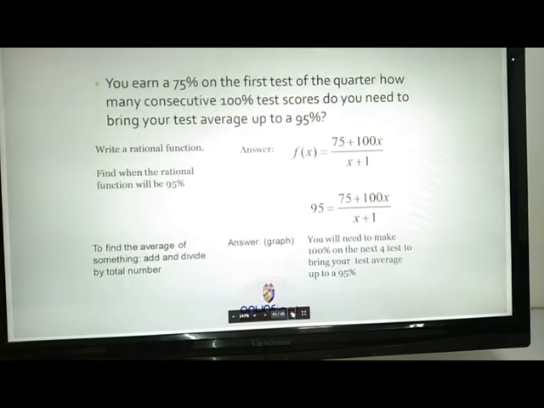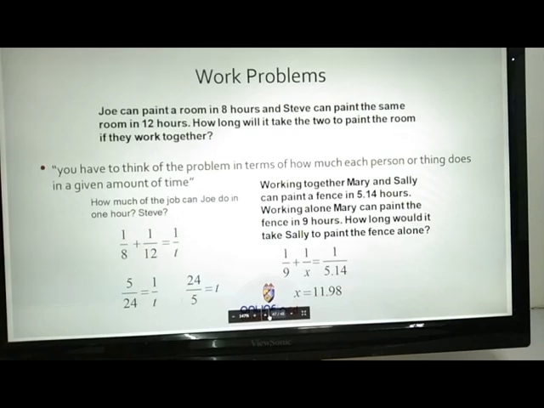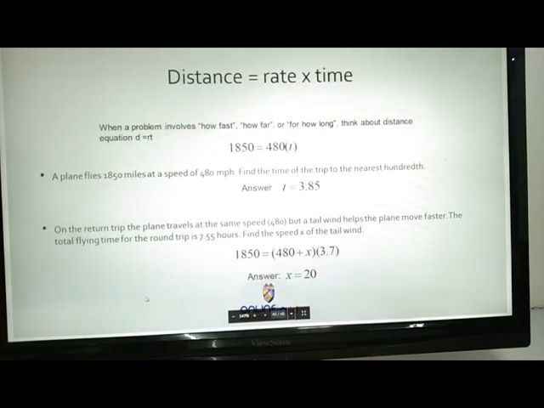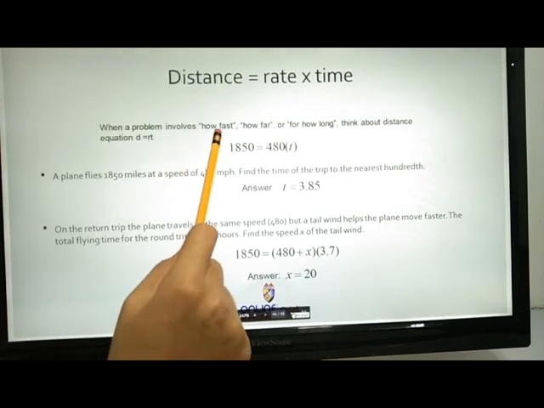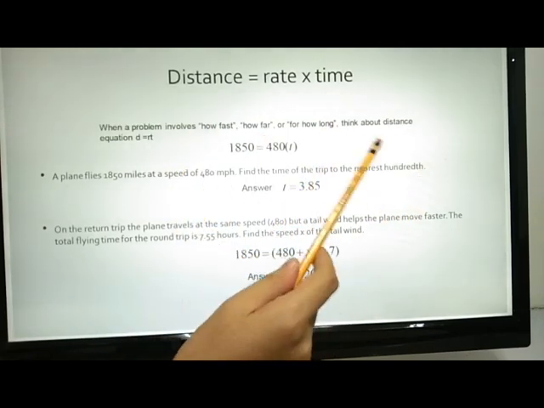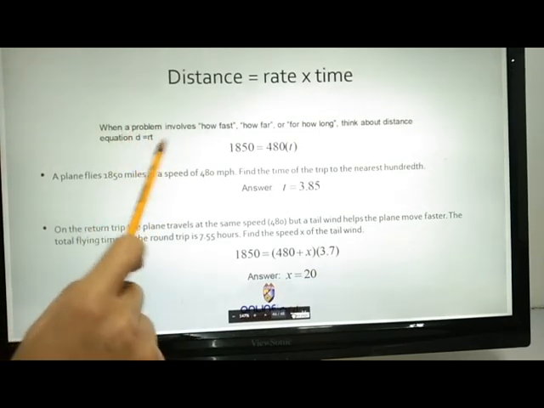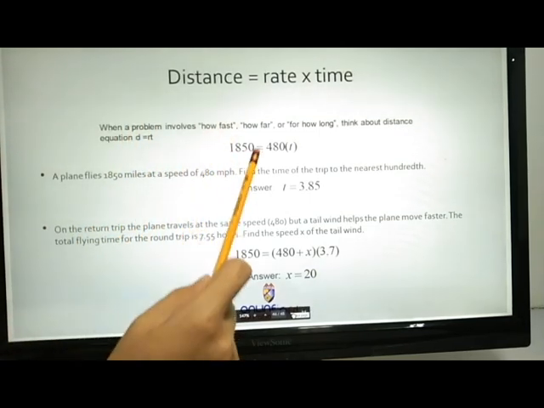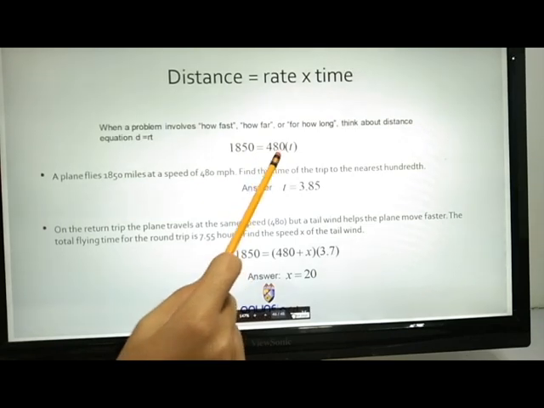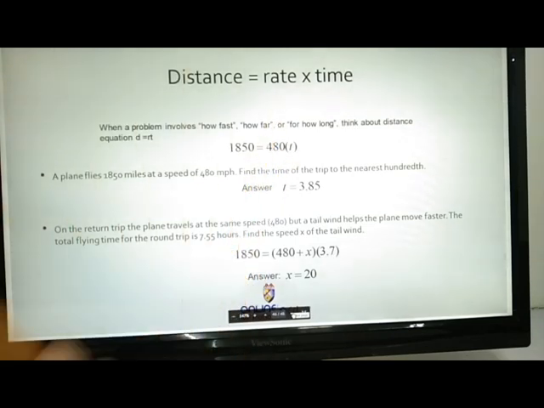So, we have here another problem. Distance equals rate times time. Given the formula D equals RT, when a problem involves how fast, how far, or how long, think about the distance equation. So, D equals RT. For example, given 1,850 is equal to 480 times time.